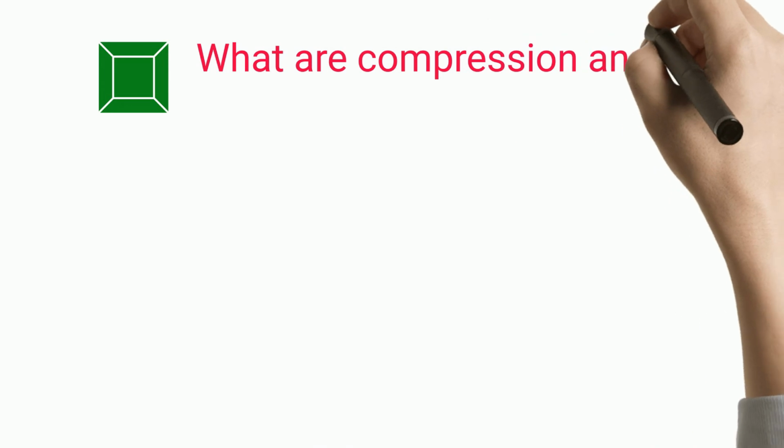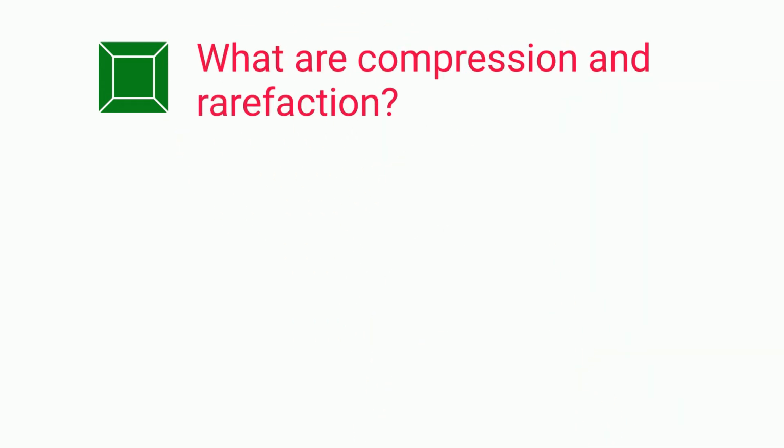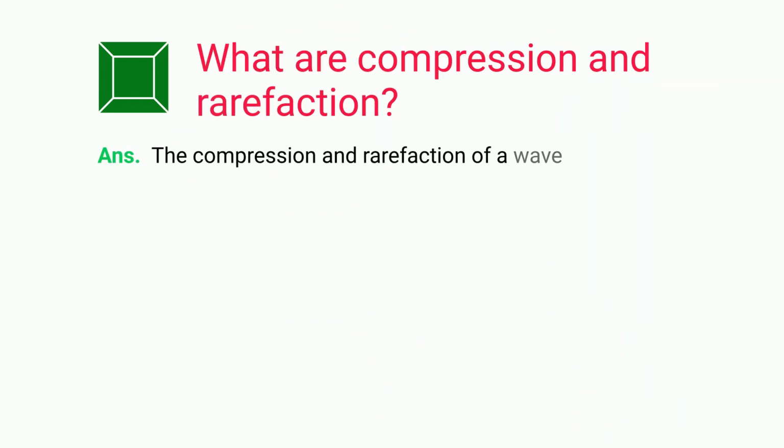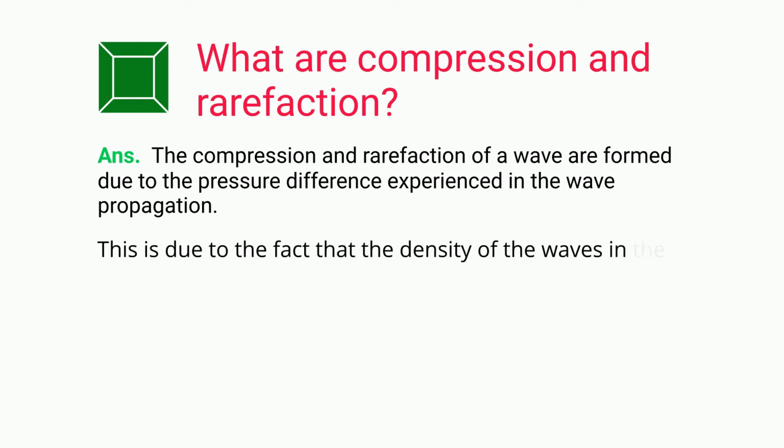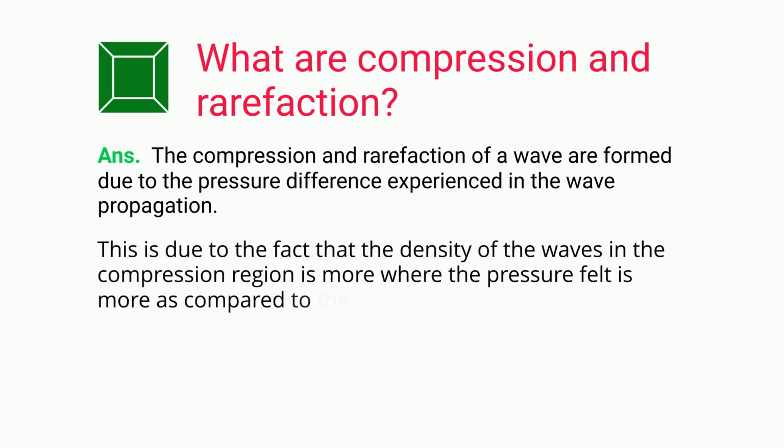What are compression and rarefaction? The compression and rarefaction of a wave are formed due to the pressure difference experienced in the wave propagation. This is due to the fact that the density of the wave in the compression region is more, where the pressure felt is more as compared to the region of rarefaction.